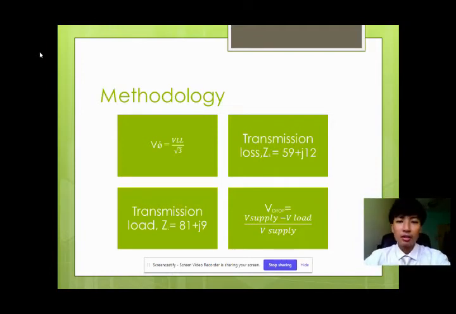The transmission line impedance for me is equal to 59 plus j12, and the load impedance for me is 81 plus j9. Here is the formula of the voltage drop, which is equal to V supply minus V load over V supply. We need to calculate the value of total power delivered to the load by using the conventional method and 2 wattmeter.